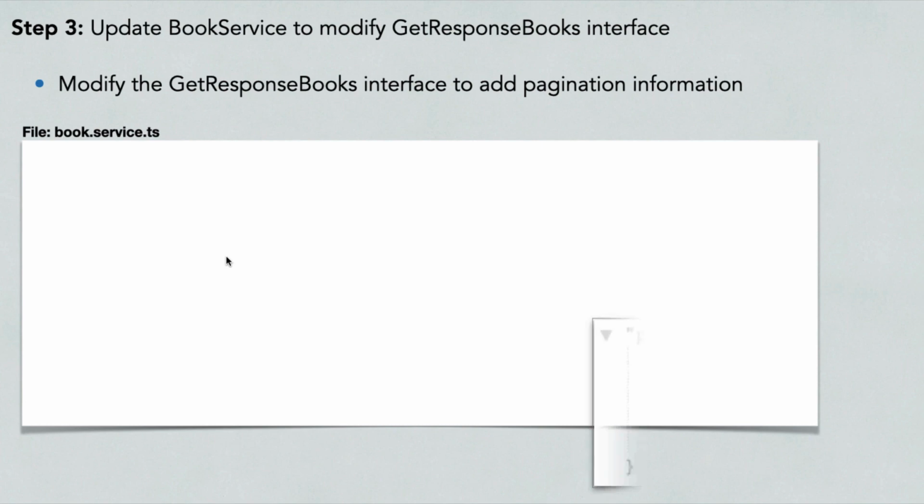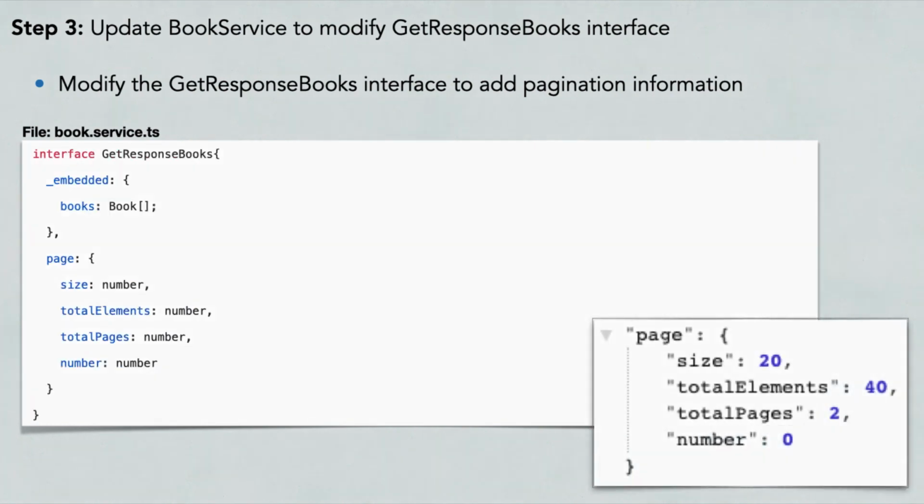So the third step is to update the book service to modify the getResponse interface. So within our book.service.ts file, we are going to modify the getResponse books interface to add the pagination information. So in our Spring Boot backend application, if we navigate to the /books URL, it is not only going to return the list of books, it also returns the information about pagination.